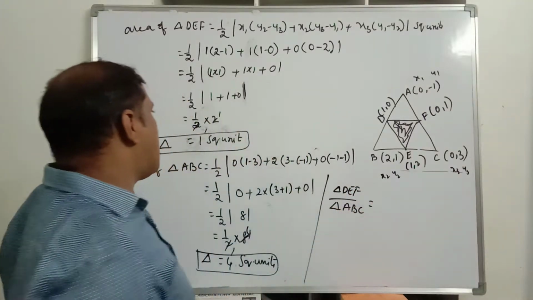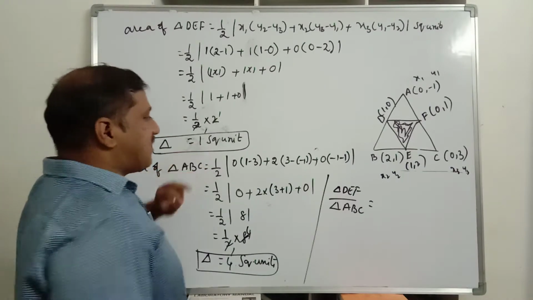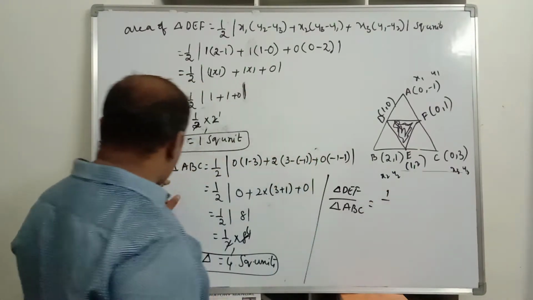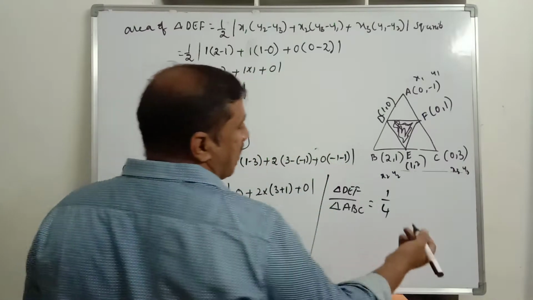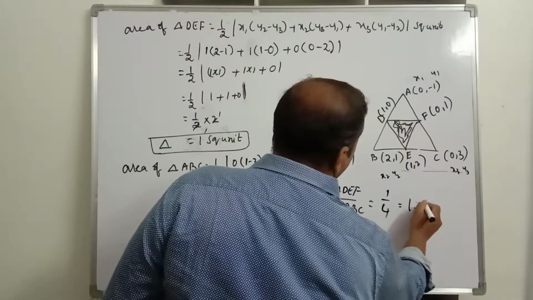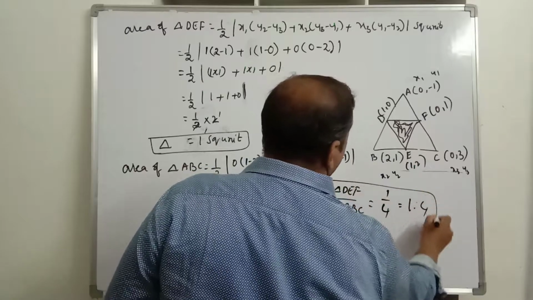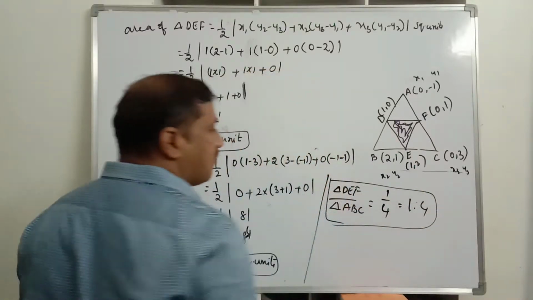The area of triangle DEF is 1 square unit and the area of triangle ABC is 4 square units, that is 1 by 4, which is equal to 1 is to 4. Now what is the ratio? It is 1 is to 4.